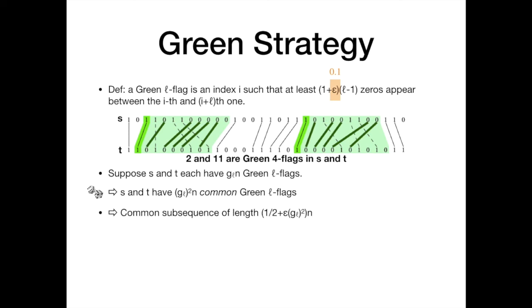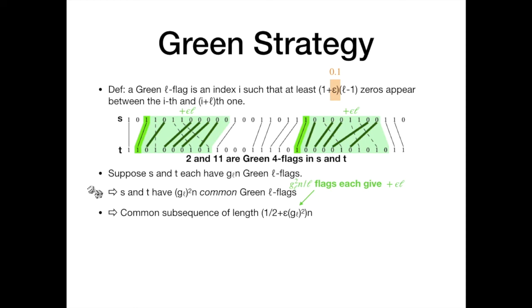Then I claim this means that S and T have a common subsequence with a significant advantage over n over 2. And this is because you just do the green strategy. You match the ones, and every time you find a common green L flag, you switch to matching zeros for the next L ones, and then you go back to matching ones. Every time you do this switch, you use a flag, and you gain epsilon L bits in your common subsequence.